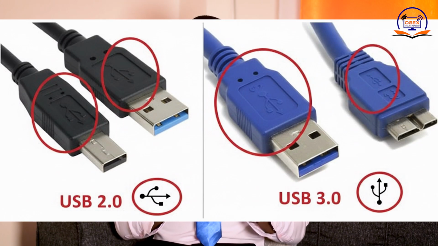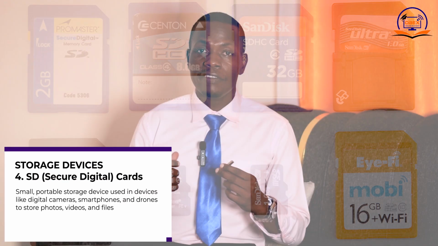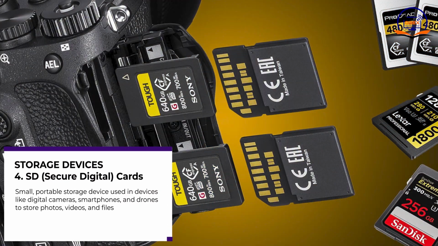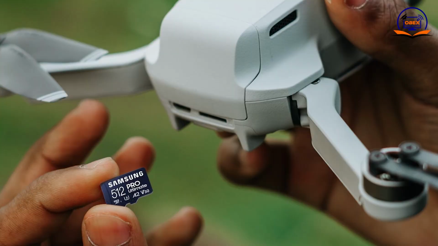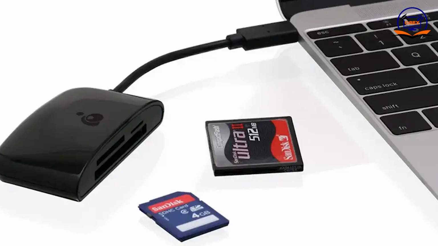And then from there, we also want to talk about memory cards. We call them SD cards, that is secure digital cards. SD cards are portable storage devices that we normally use on cameras. We normally use them on drones. You can also use them with your computer to store data.